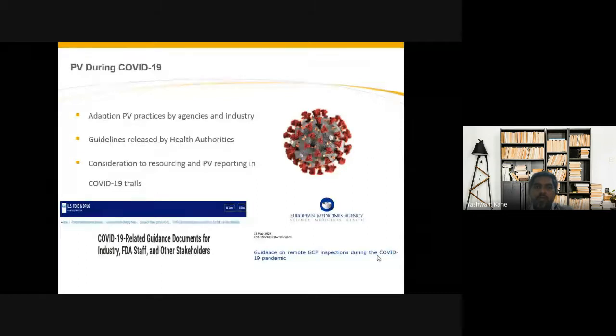And consideration to resourcing and PV reporting in COVID-19 in trials. Trials are a sensitive issue, and reporting is sensitive during COVID-19, and that's why there are separate guidelines put in place by the US FDA and EU for reporting those data during COVID-19 to the US FDA or EU or respective health authorities.